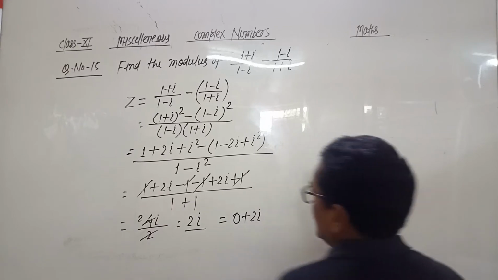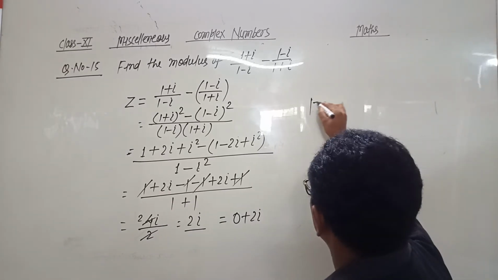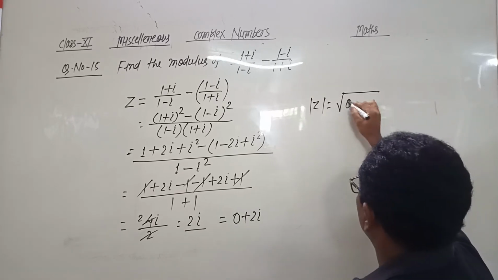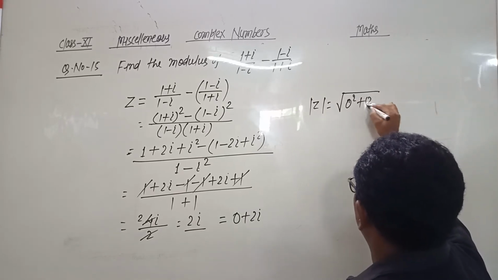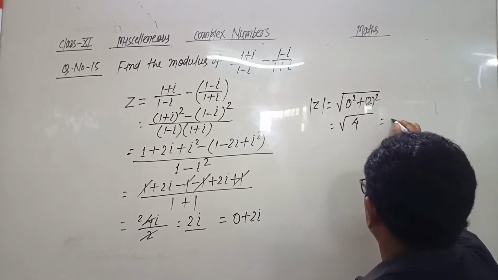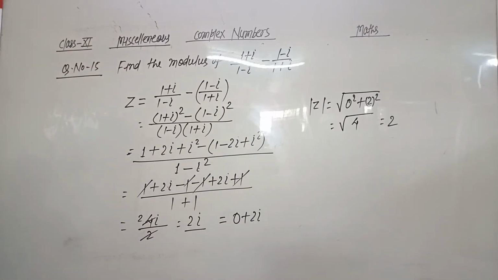Now we have to find the modulus of z. So modulus of z equals to under root of the square of the real part plus the square of the imaginary part, which is 4, and the square root of 4 is 2. So the modulus of z is 2. The answer is 2.